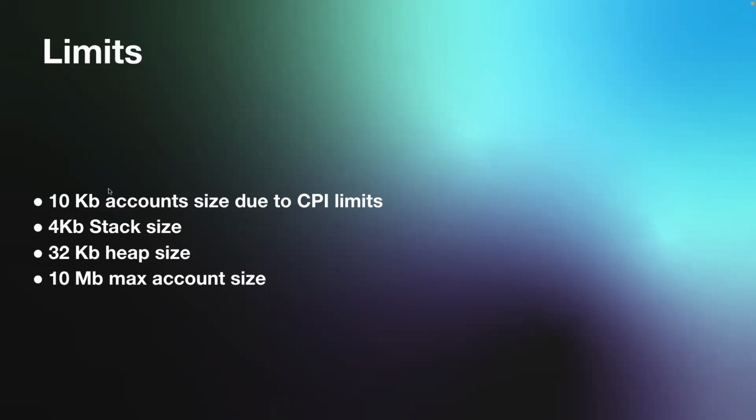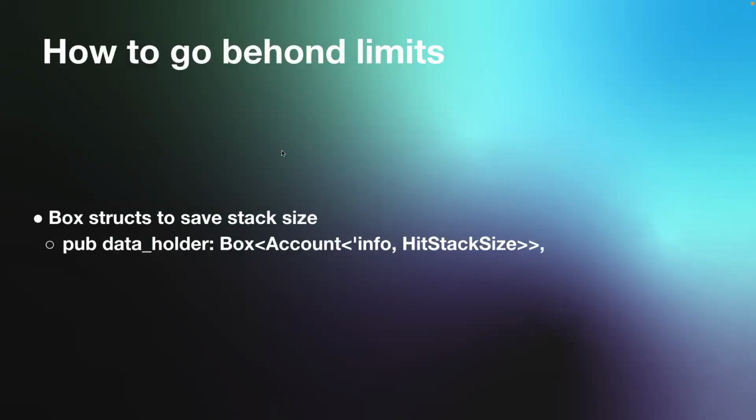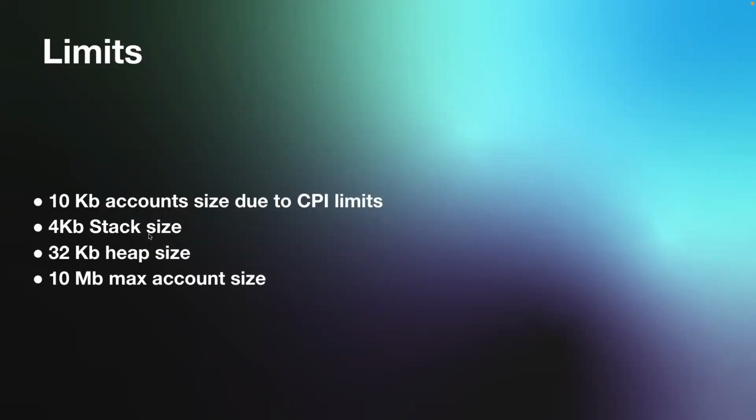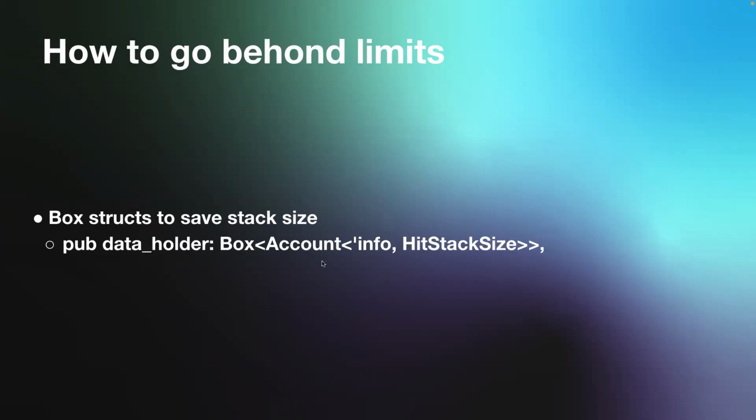But if you want to create an account which is bigger than 10 kilobytes, then you need to use a zero copy account. But the first thing I want to show you is how you can save some stack size, and that is you can box your accounts. So if you ever come to the point where your account becomes bigger than these 4 kilobytes on the stack, you can just box the account and then you move it basically from the stack to the heap.